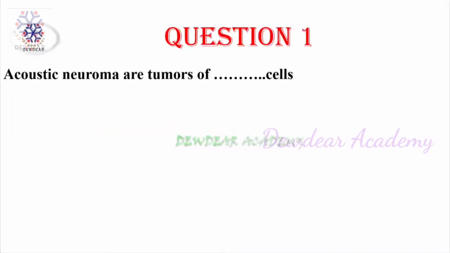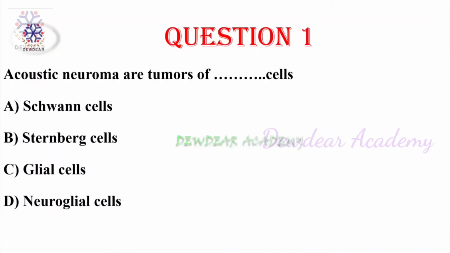First question: Acoustic neuroma are tumors of dash cells. Options: Schwann cells, Sternberg cells, glial cells, neuroglial cells. The correct answer is Schwann cells. Acoustic neuroma is also called vestibular schwannoma, and these are the tumors that evolve from the Schwann cell sheath.